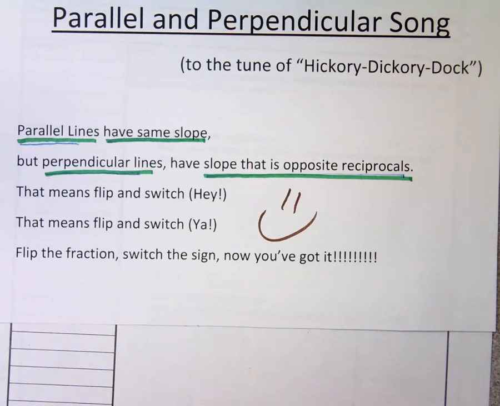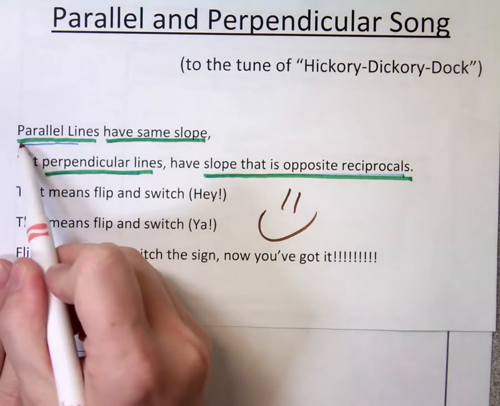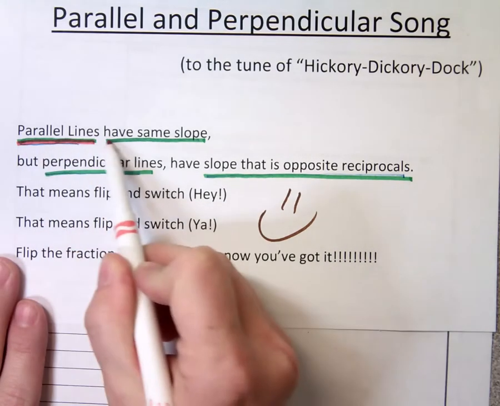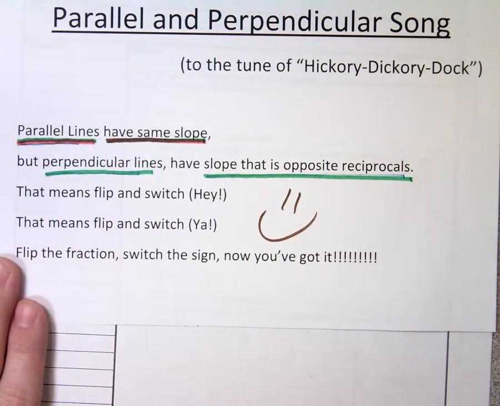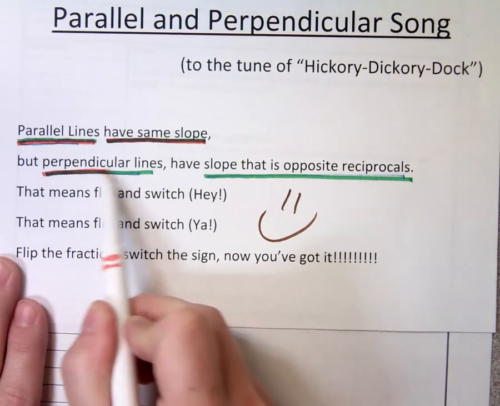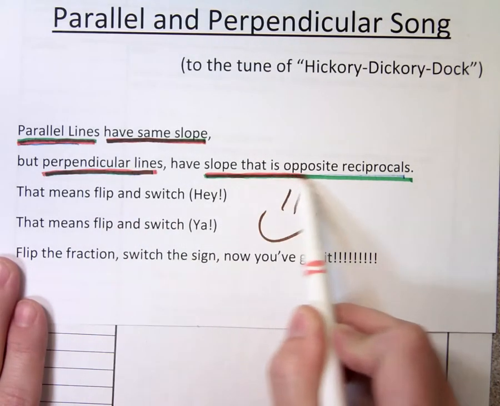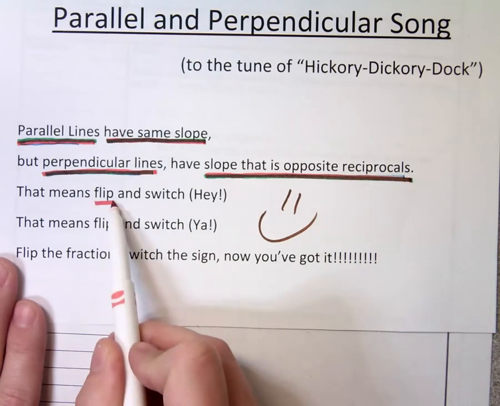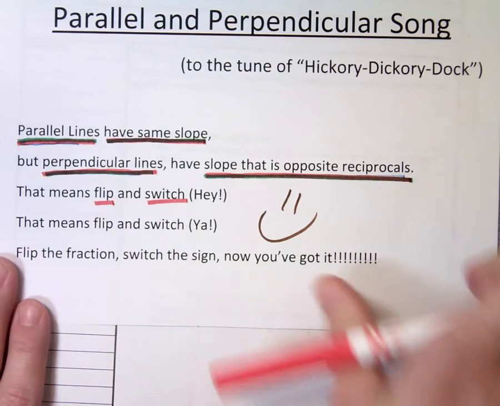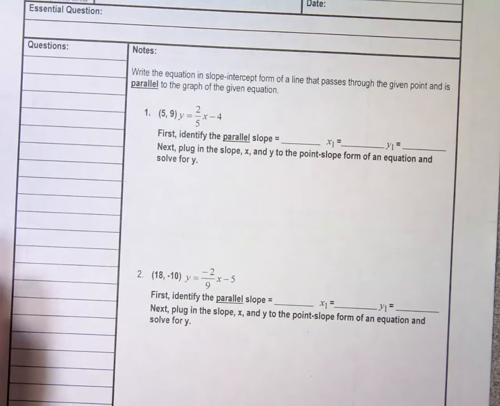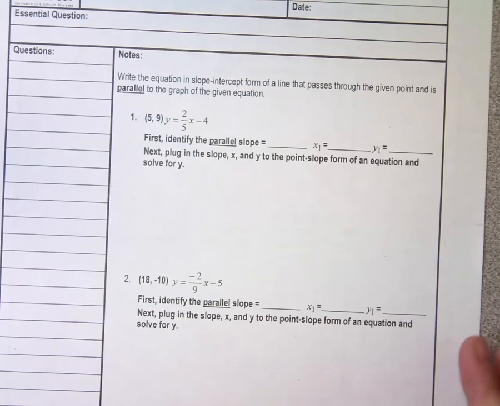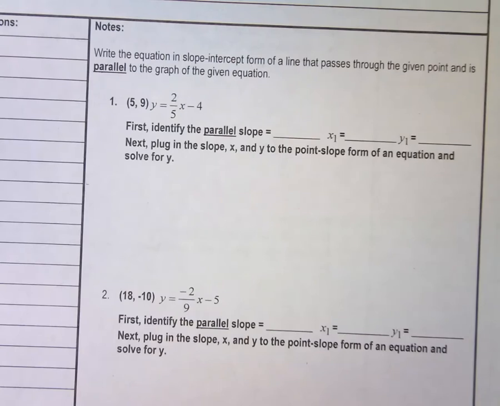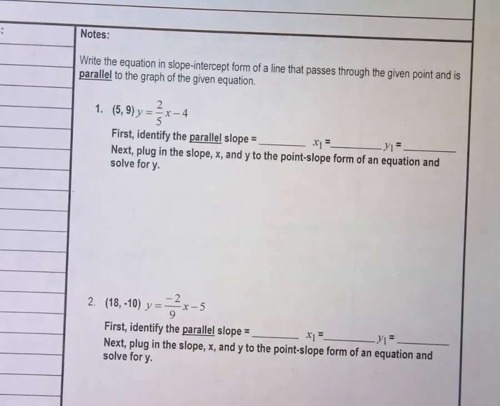Now you've got it. Okay, so just reminding us that parallel lines have the same slope as one another. Perpendicular lines, their slopes are opposite reciprocals. That means whatever the fraction is, you flip it over and you switch its sign. Okay, so let's try. Let me make this just a little bit bigger so we can all see a little better.